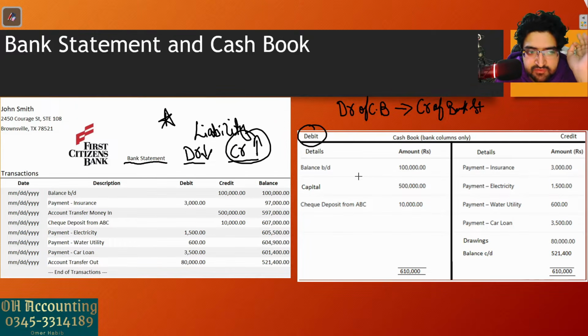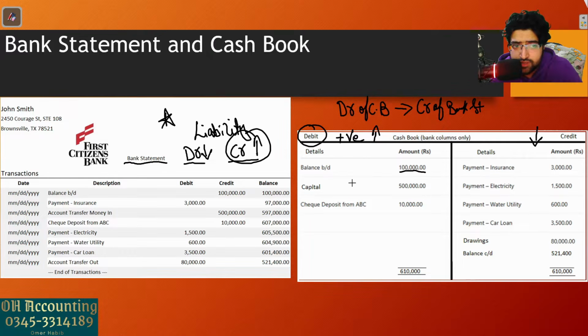First of all, we have a balance of 100,000 on the debit side. It's on the debit side, it means it's a positive balance, because in our cash book, it is an asset account for us. What is bank? Bank is an asset for us. When assets increase, we record it on debit. When assets decrease, we record them on the credit side. So this is a positive balance for us. So that's why it's on the debit side.